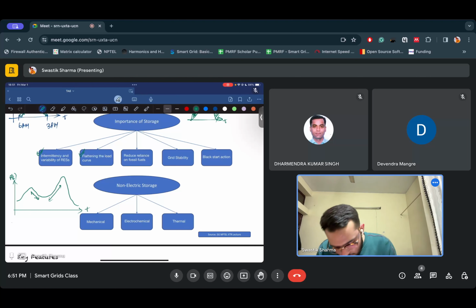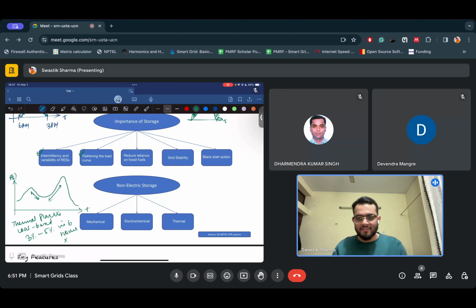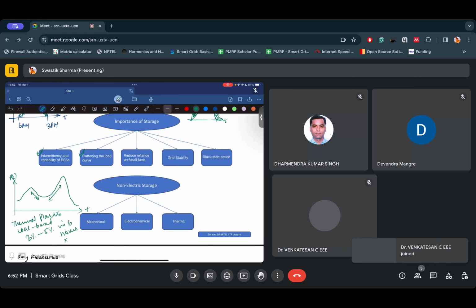The thermal plants that we have right now, coal based, their ramping is very limited, 3% to 5% in 6 hours, I guess. I don't have the correct figure, just check. It's just a rough idea that they have very slow ramping. And to be able to match these rampings, what we need to do is flatten this curve. We want to flatten it. How will we do that?